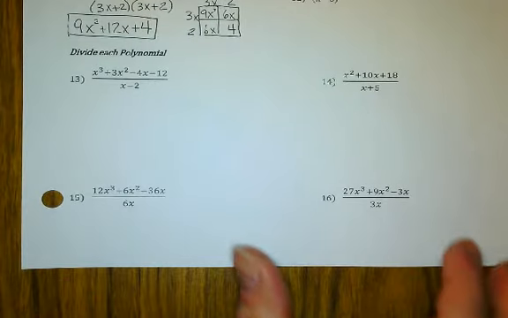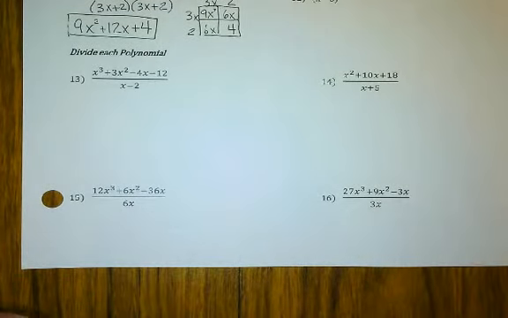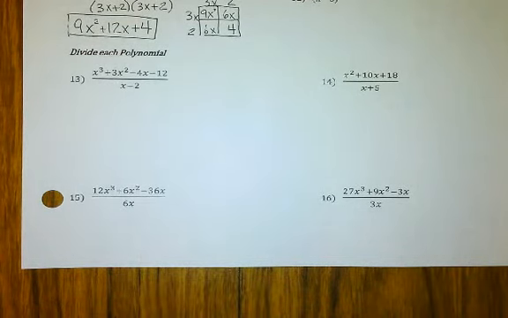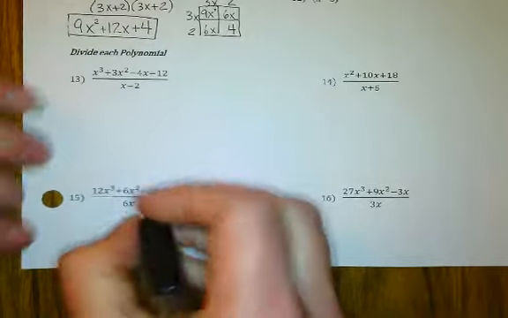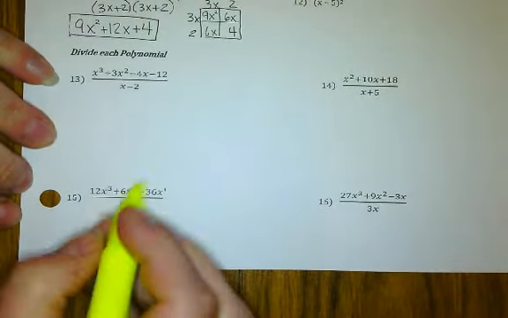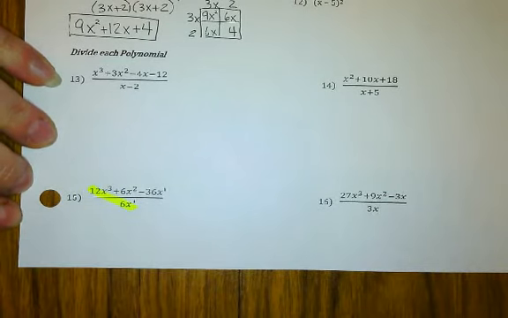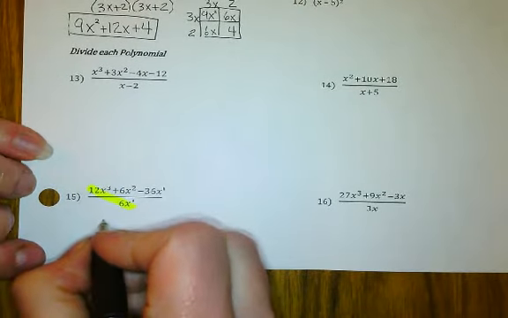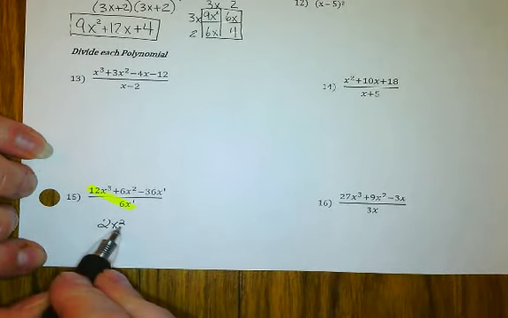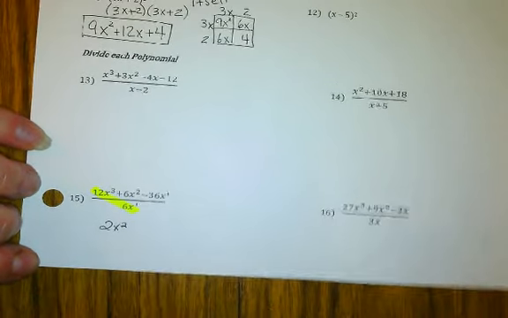Alright, on these down here, let's start with 15 and 16. I'm only going to do one of these. When you have them set up like this, all you need to do is divide the coefficients and then subtract the exponents. Remember, there are ones right here. If I divide 12x cubed by 6x, I would get 2x squared. 12 divided by 6 is 2. 3 minus 1 is 2, so x squared.